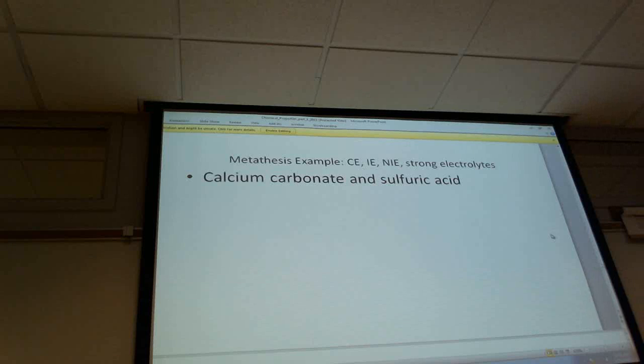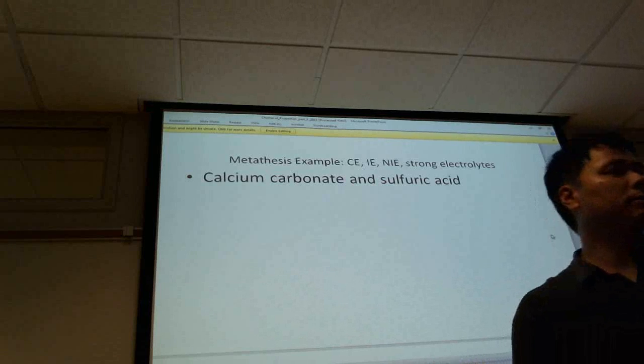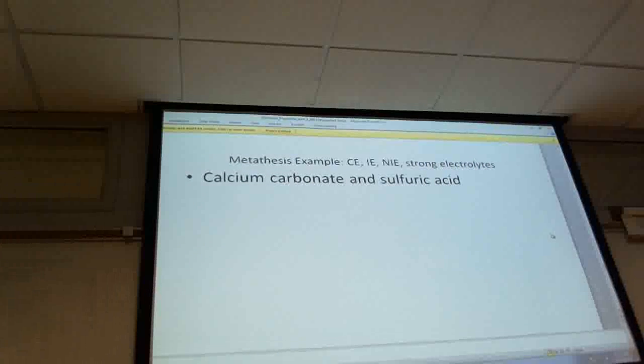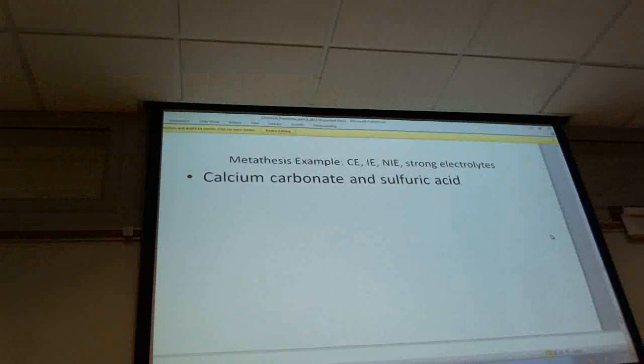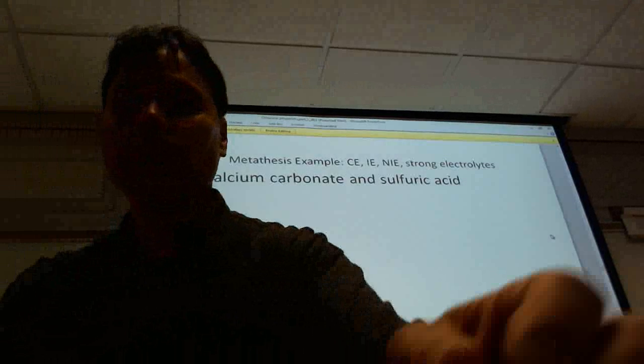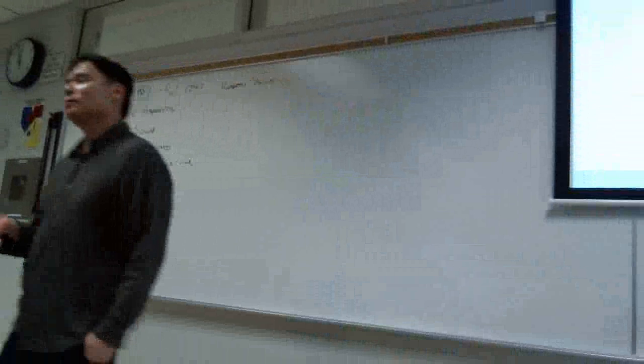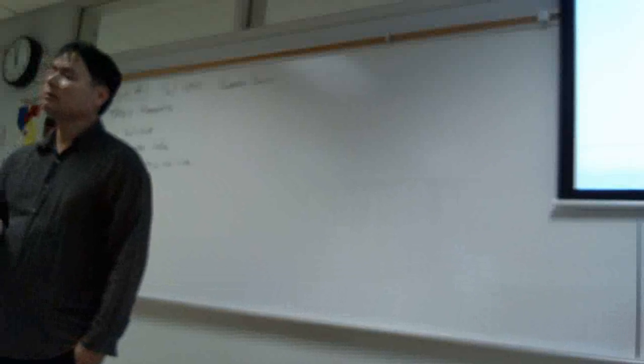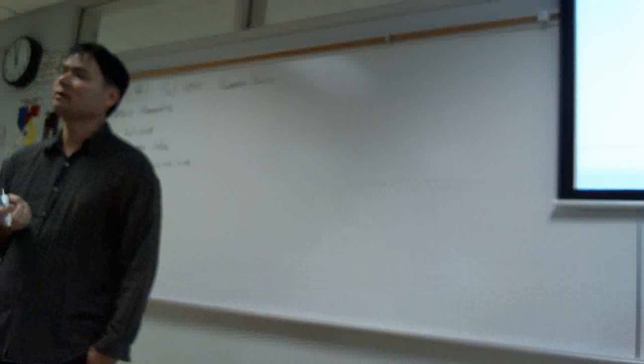I'll scan these later, but let me tell you what. When you see something like calcium carbonate, just talking about Chem 1A stuff, one thing is, can you tell me what the Lewis structure for calcium carbonate is? What would the Lewis structure of calcium carbonate look like?